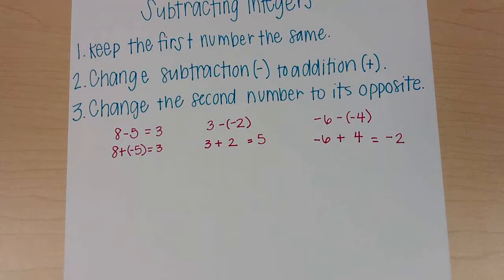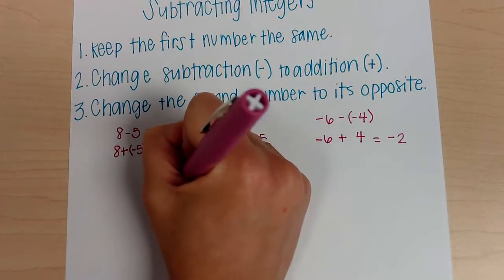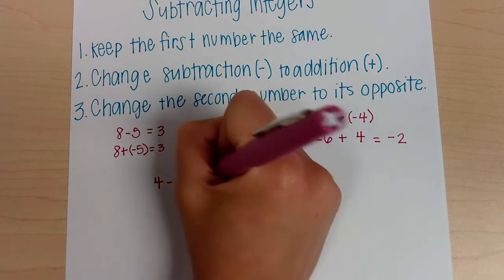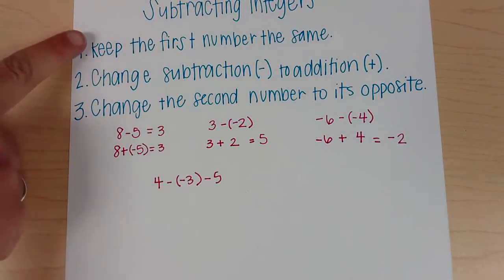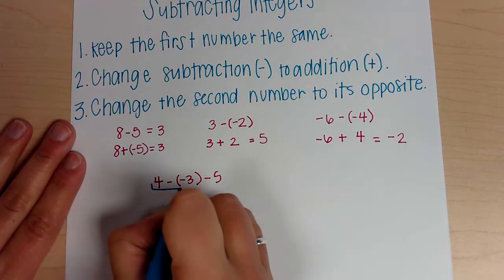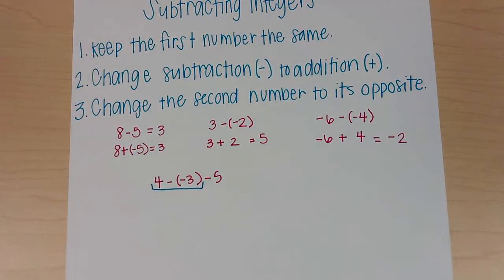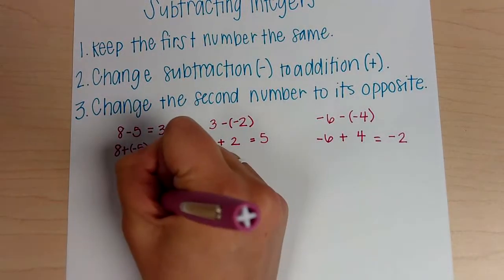Okay. Now let's try a problem where we've got 3 terms. So we've got 4 minus -3 minus 5. Now I'm going to do this the same way. I'm going to follow these 3 steps, but this time I'm going to chunk it. So I'm only going to do the first 2. I need to stay in order. If I decided to do 4 and 5 first, it would get very messy due to the changing of the signs. So I must go in order. So I'm going to do this little section first.